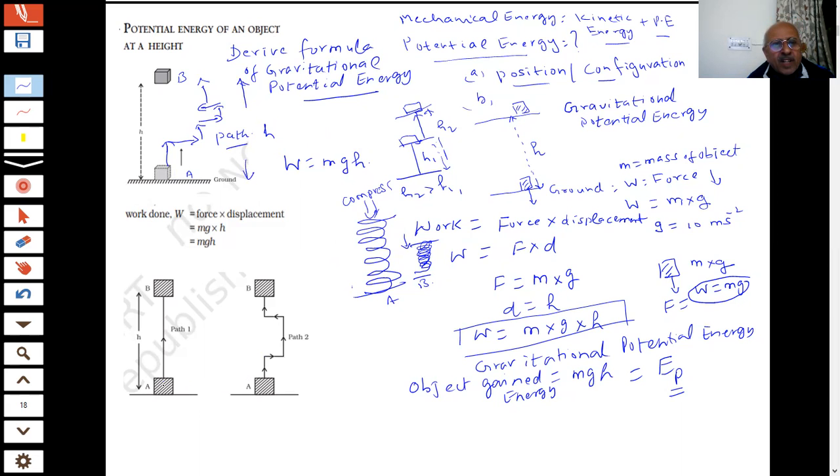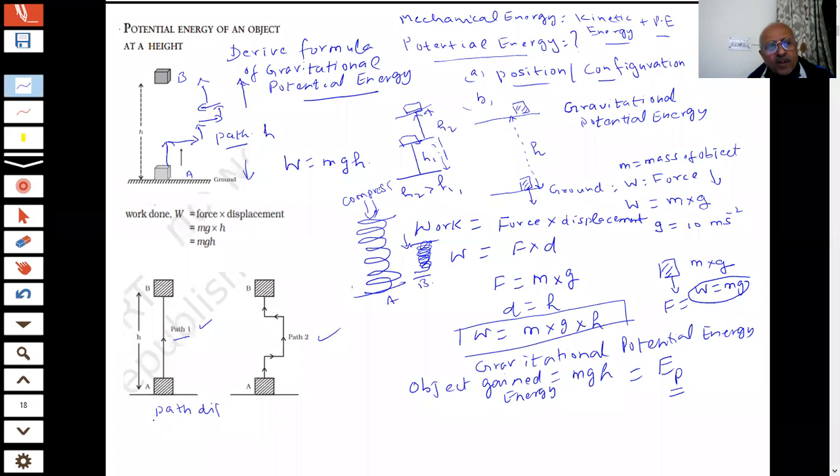Here also I've shown it. This is A to B, student, path one. Now I have taken another path to reach the height h, to reach the same height. Height is the same, but the path is different. Tell me what happens, student. Will the potential energy be the same or different?